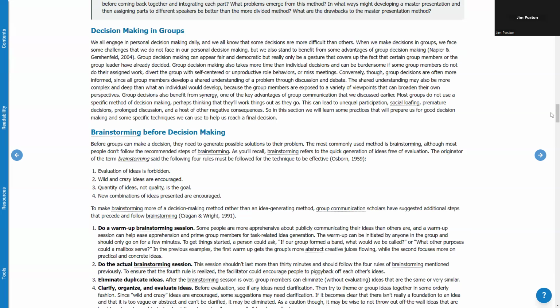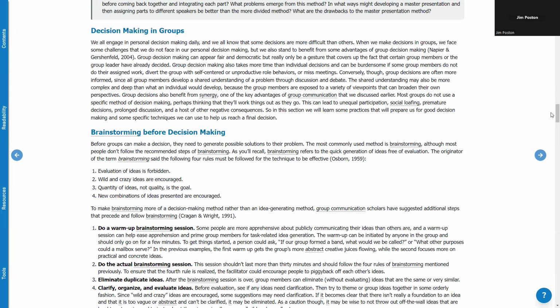Group decision making can appear fair and democratic, but really only be a gesture that covers up the fact that certain group members or the group leader may have already decided. Group decision making also takes more time than individual decisions and can be burdensome if some group members do not do their assigned work, divert the group with self-centered or unproductive role behaviors, or miss meetings.